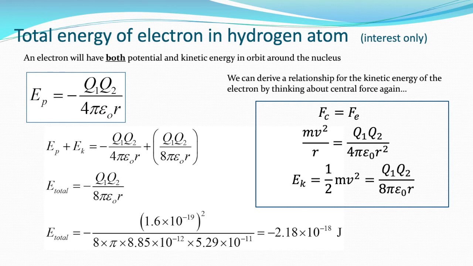And if you substitute in all the values for the hydrogen atom, so charge on the proton, charge on the electron, and the radius of 5.29 times 10 to the minus 11, pop it all into your calculator, it gives you that value for the ground state in the hydrogen atom of minus 2.18 times 10 to the minus 18 joules. Now remember, that's beyond the scope of this course, it's for interest only, but it maybe shows you where these values have come from in diagrams that maybe you've seen last year.